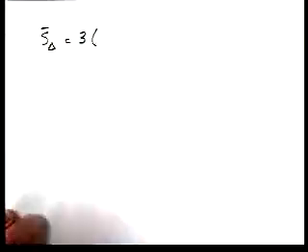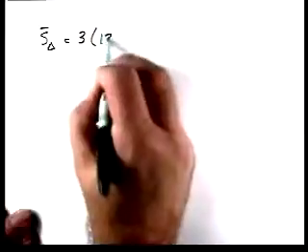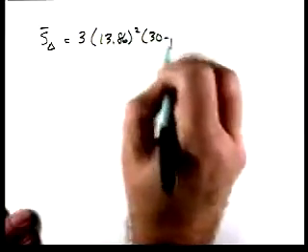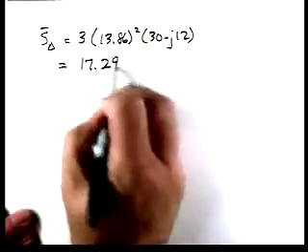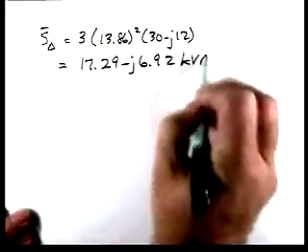Now the complex power absorbed by our delta connected load is 3 times, because I have 3 phases and I'm only analyzing one, 13.86 squared times 30 minus J12. That gives us 17.29 minus J6.92 kVA.